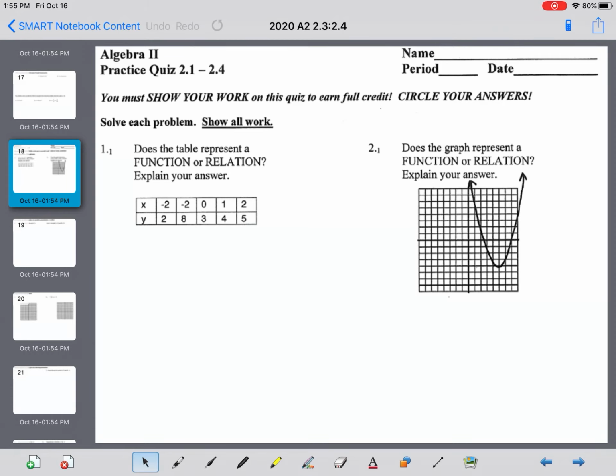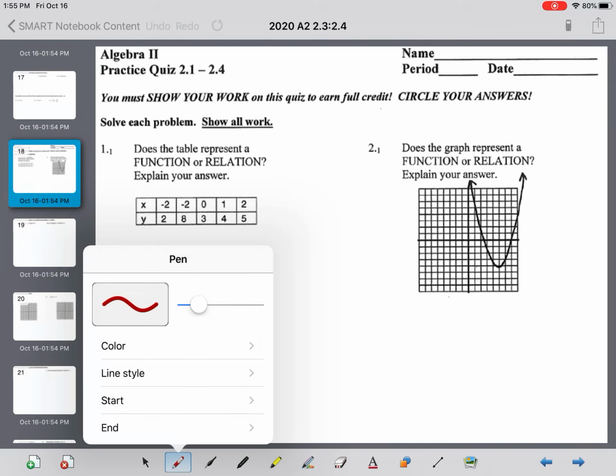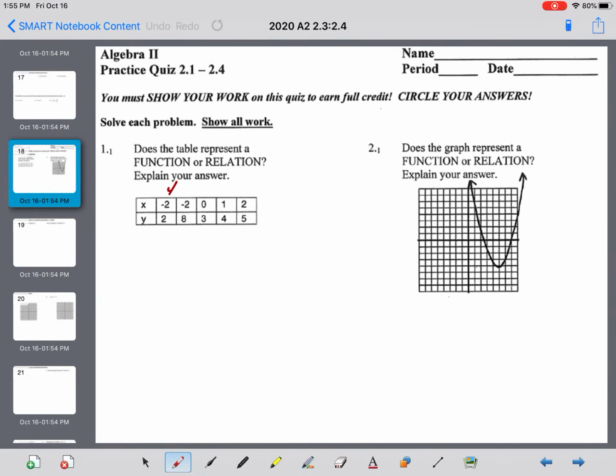In a function, x's can only have one y partner. And right here in this problem, we have this -2 value has two different y values. So this one goes to the 2 and to the 8. This is just a relation. Since input -2 has two outputs. Inputs can only have one output for it to be a function. Input -2 has two outputs. It goes to 2 and the 8.